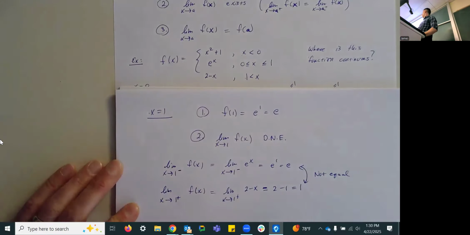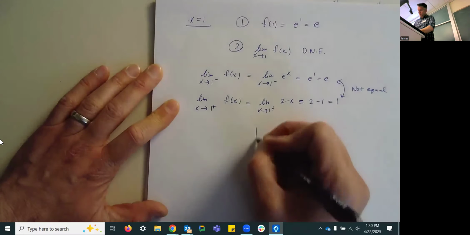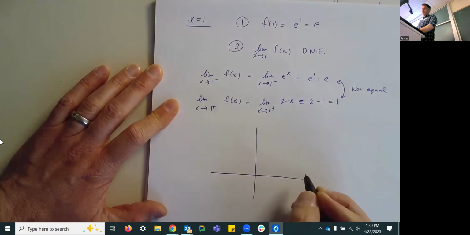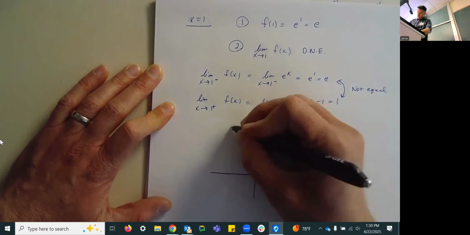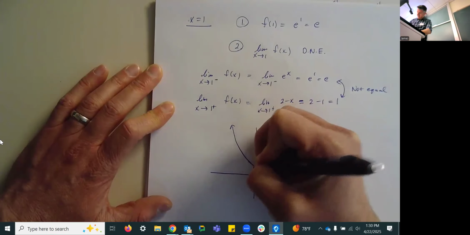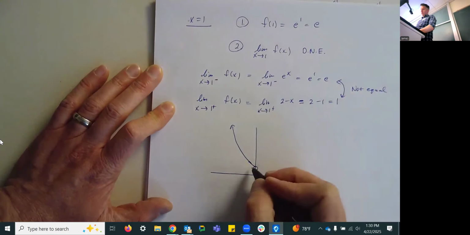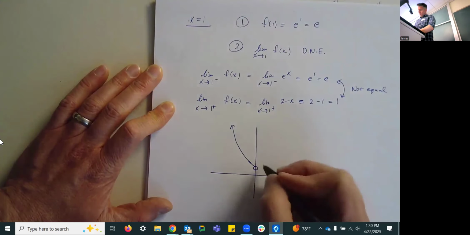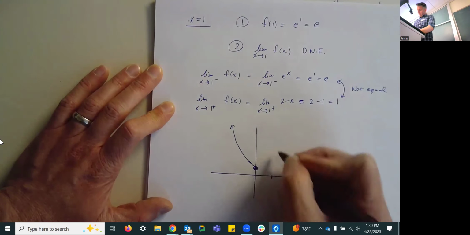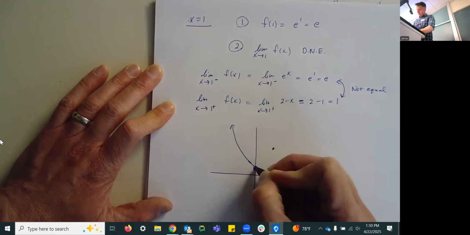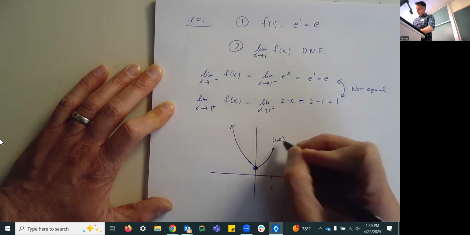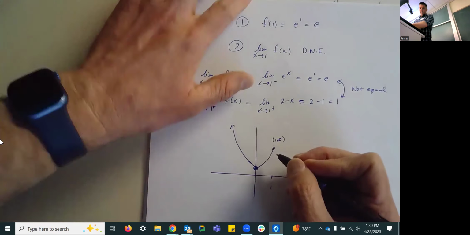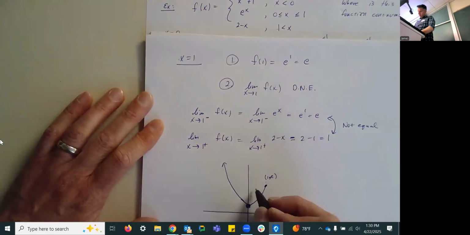So graphically, here's what this is going to look like. Graphically, we have x squared plus 1 to the left of 0. So here's our parabola on the left-hand side of 0. And then we have e to the x from 0 to 1, which kind of looks like filling in this point here. And then we're going up to here. That's the point 1 comma e. And then after that point, we have the line 2 minus x, which is going like this.